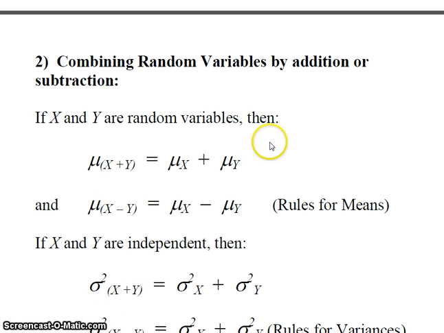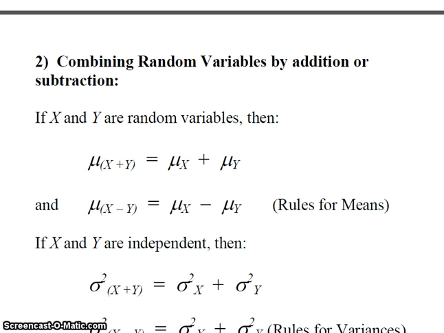If x and y are random variables, then the mean of the sum of x and y is the mean of x plus the mean of y. And the mean of the difference of x and y is the mean of x minus the mean of y. This makes intuitive sense. We have two variables, we're adding them together. Their mean should be the sum of their individual means, and the mean of the difference should be the difference of their individual means. That's all that's saying.